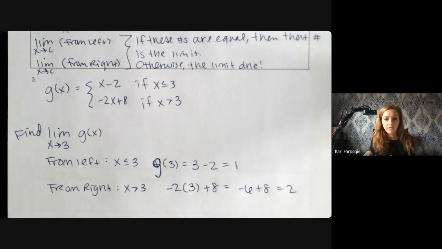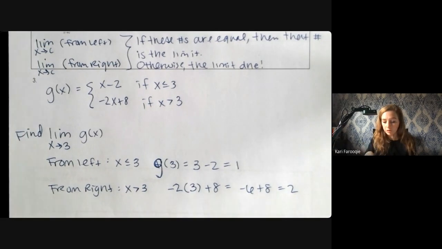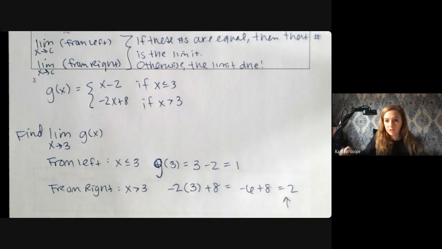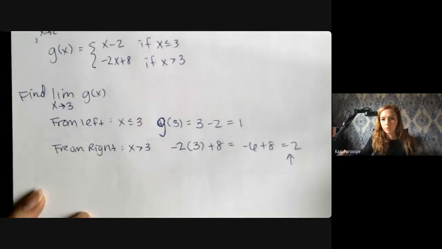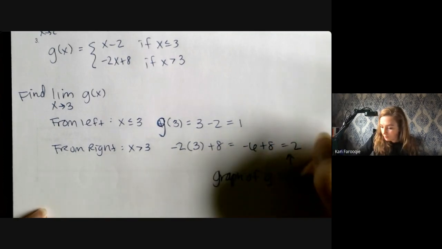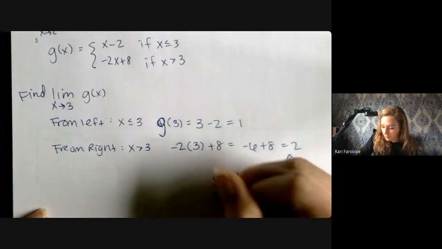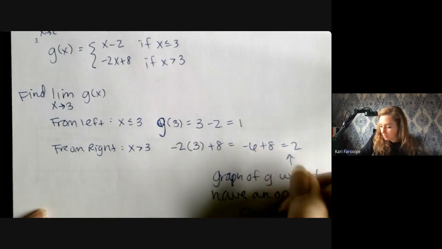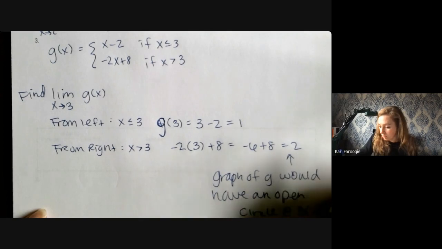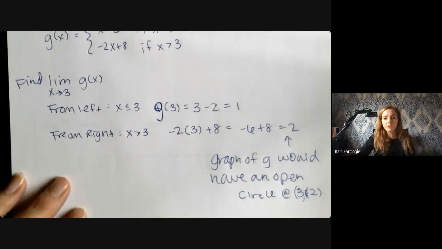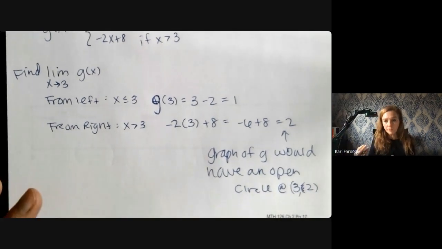So if you were to graph this, that open circle that you would have would be at 2. So we could say now that the graph of g would have an open circle at 3, 2. Sorry, got an extra parenthesis in there somehow. So the graph would have an open circle at 3, 2.